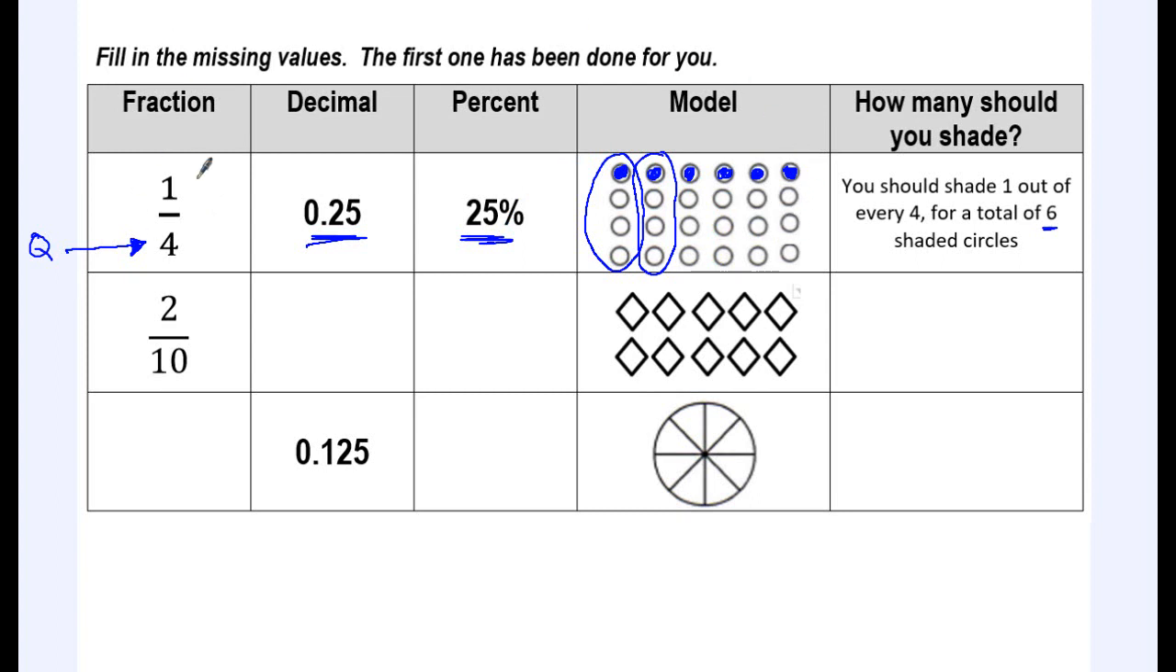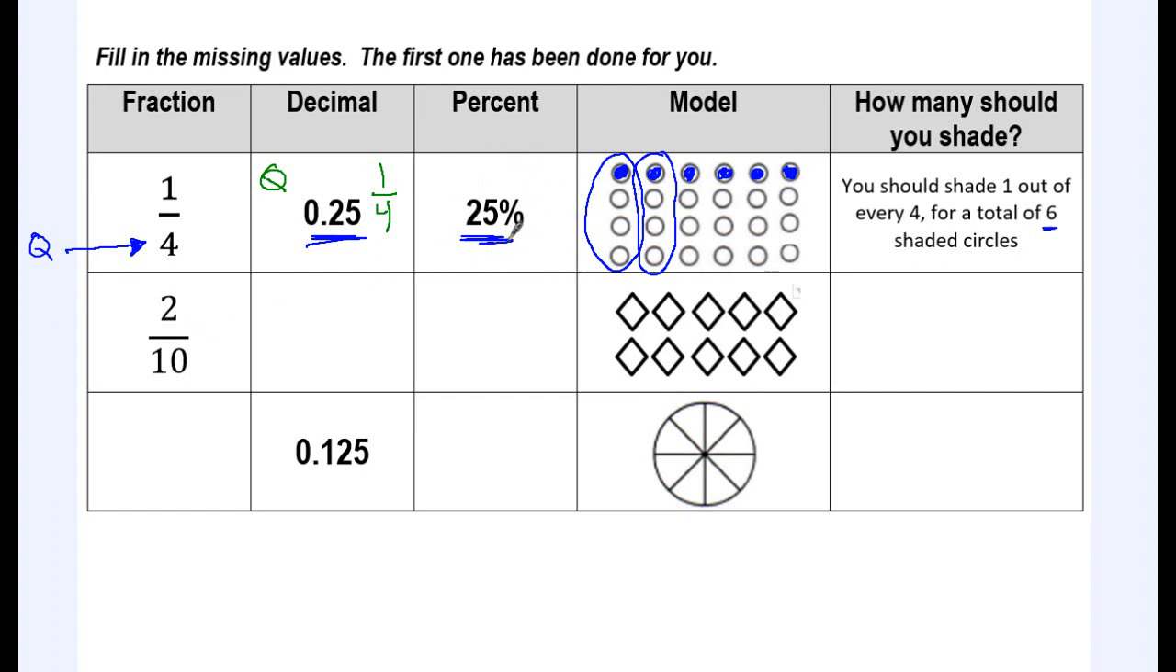What though if I weren't given the fraction and instead I was given the decimal part? Well, again, I'm going to think of money. I'm going to read this as 25 cents. And I know 25 cents is a quarter. And I know that it takes 4 quarters to make one whole dollar, and 25 cents is just 1 quarter. So there's my fraction, 1/4. And then again, 25 cents out of 100 cents would be 25%.